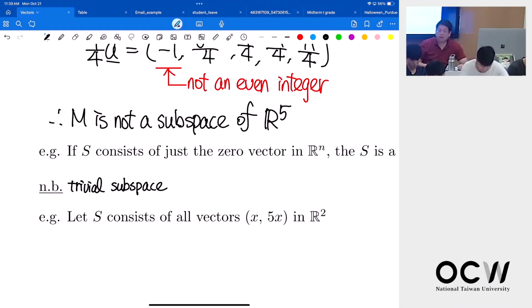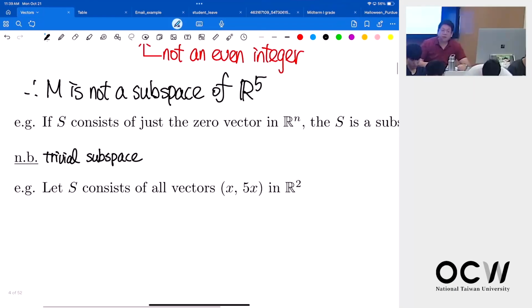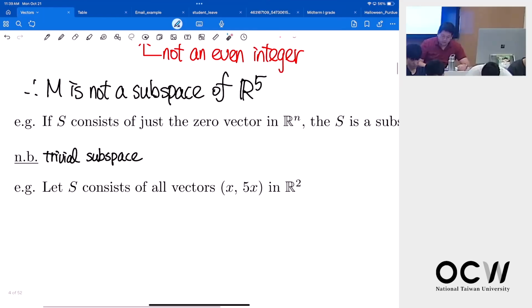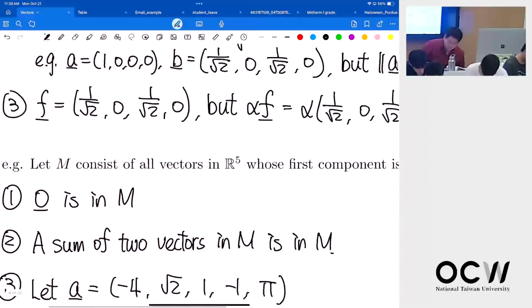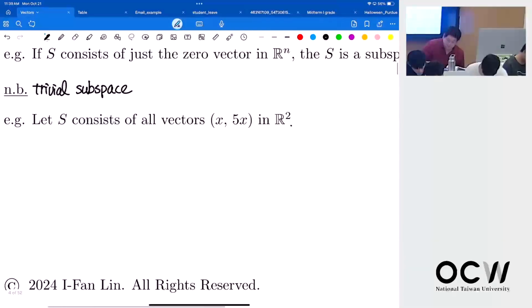Okay, now it's your turn, you can try this. S contains all vectors in this form in R2. Is S a subspace of R2? Try to verify that using these three criteria. Let me give you 3 minutes.